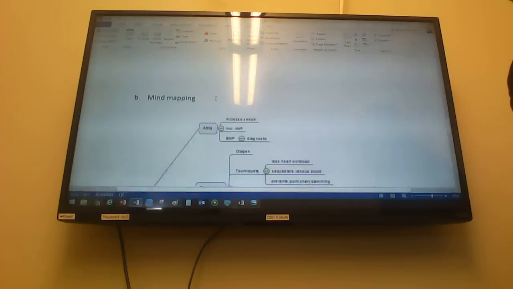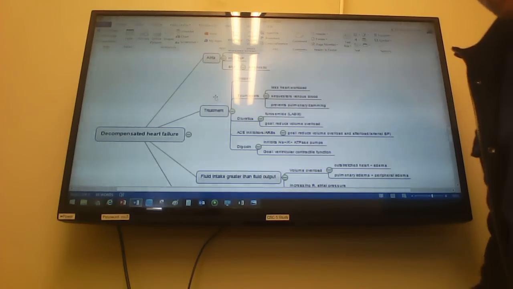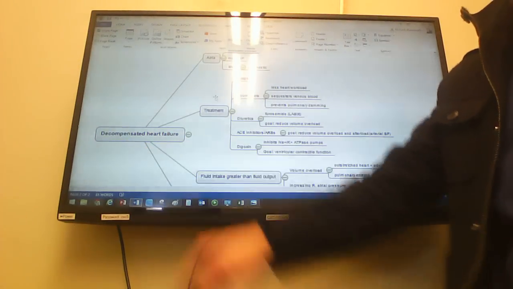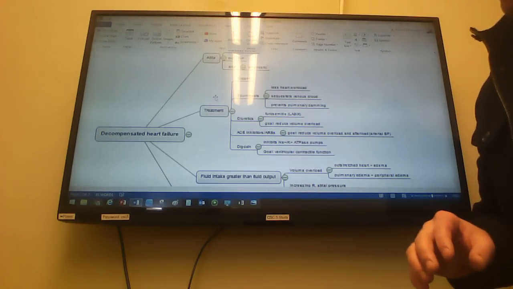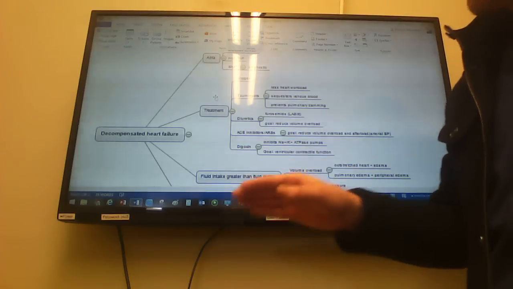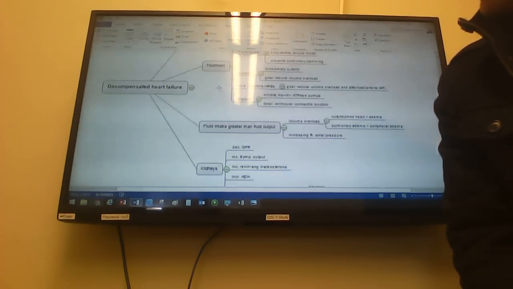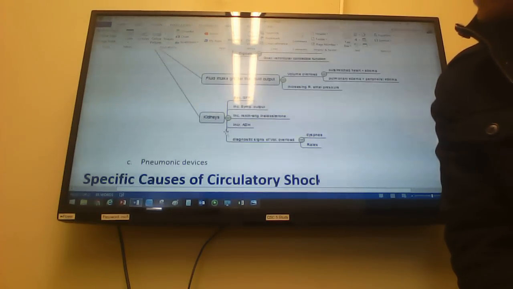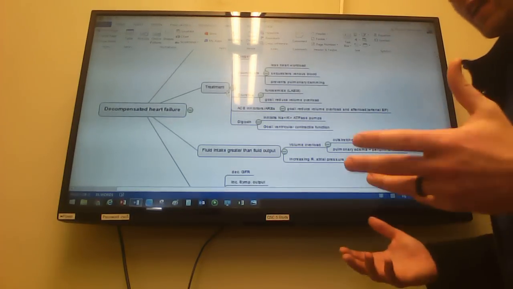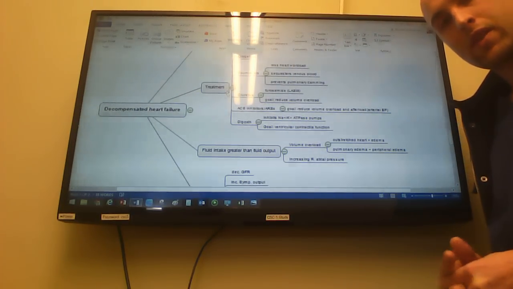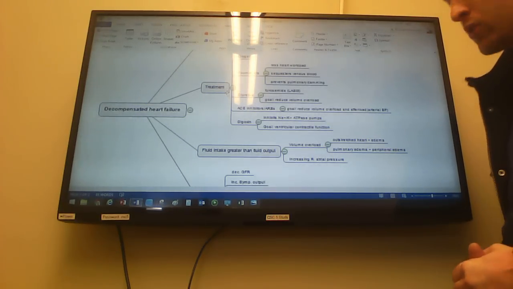So what's another technique? Another technique that a lot of people use to study is called mind mapping. So they'll take something, like a main subject, for example, this is decompensated heart failure. And then they'll take the main concepts associated with decompensated heart failure and they'll branch them off. So I have here decompensated heart failure, then I have atria, treatment, fluid intake greater than fluid output, and kidneys. And then under each one of these things, I have information about that. And if you organize the information like this, it's a really nice way of simplifying the information in a way that is organized. And if the information is organized, it's easier to pull out of your memory. So this is just another tool that a lot of people use.